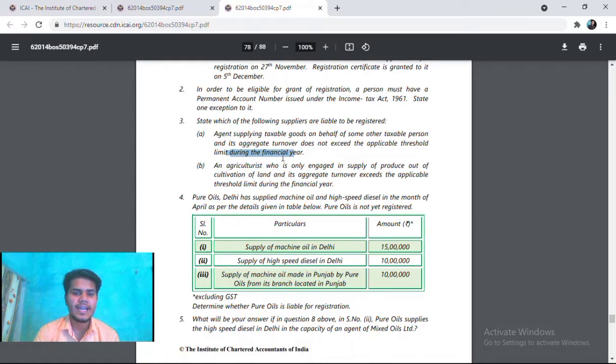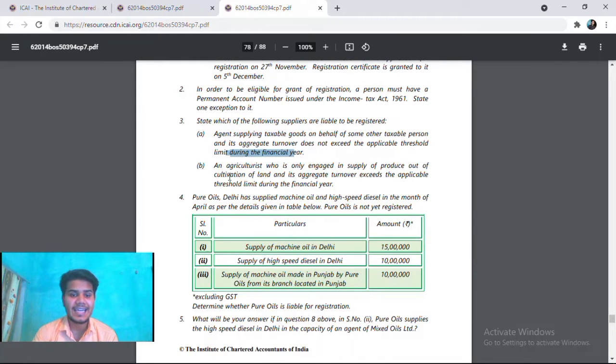So we know as per section 24, an agent who is supplying taxable goods on behalf of another taxable person is mandatorily required to take registration even though his aggregate turnover does not exceed the applicable threshold limit prescribed under section 22. Okay. Next, an agriculturalist who is only engaged in supplying produce out of cultivation of land and whose aggregate turnover exceeds the applicable threshold limit during the financial year.